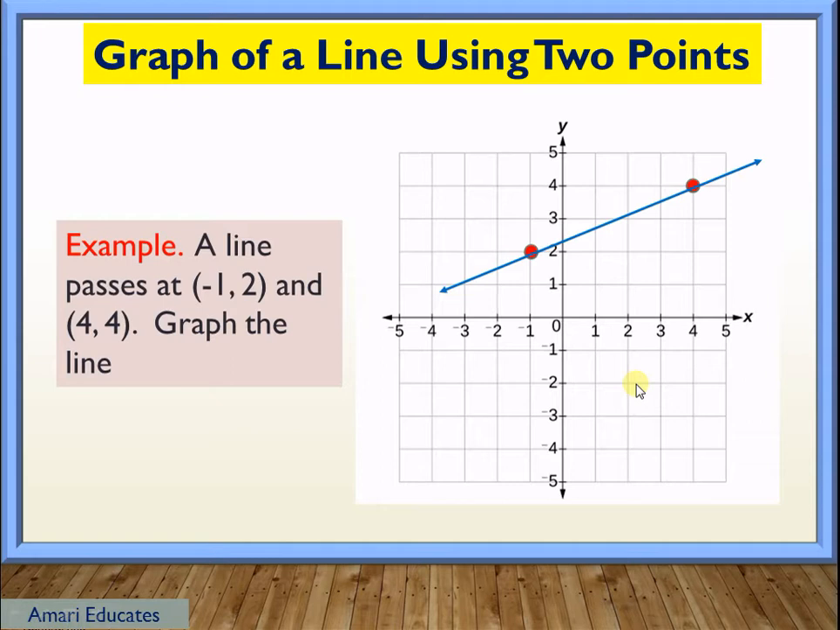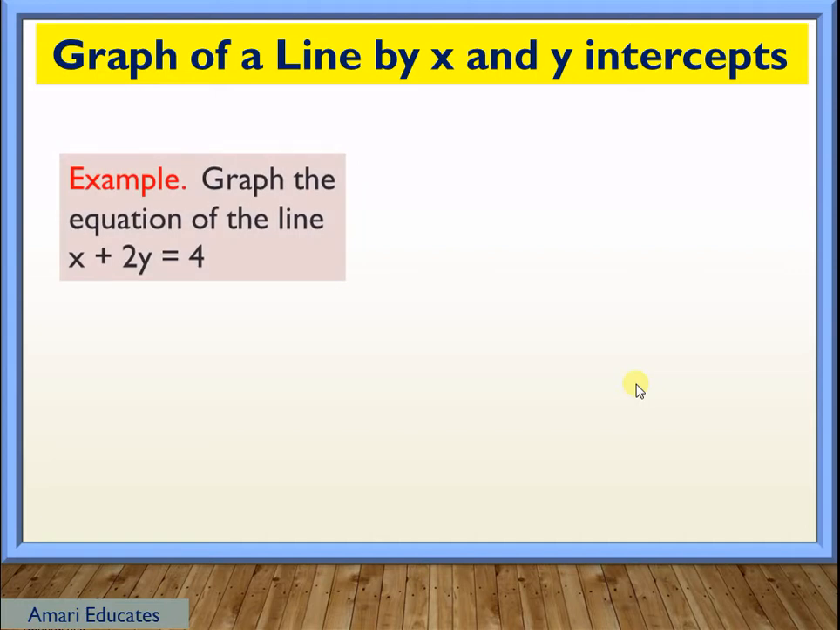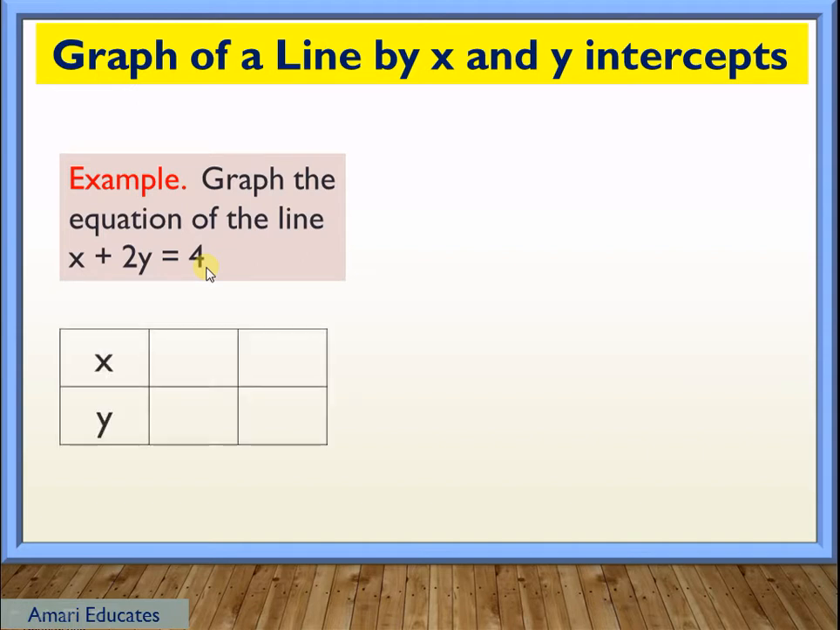Okay, next. Graph of a line by x and y intercepts. Usually, the given there will be the equation of the line. So, graph the equation of the line x plus 2y is equal to 4 is our given. Now, what we're going to do is to use the x and y intercept.